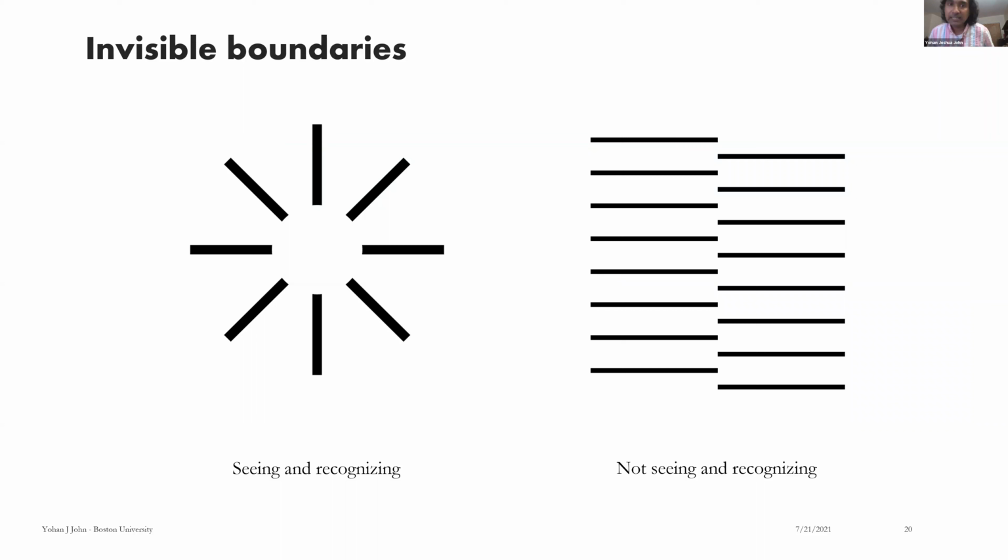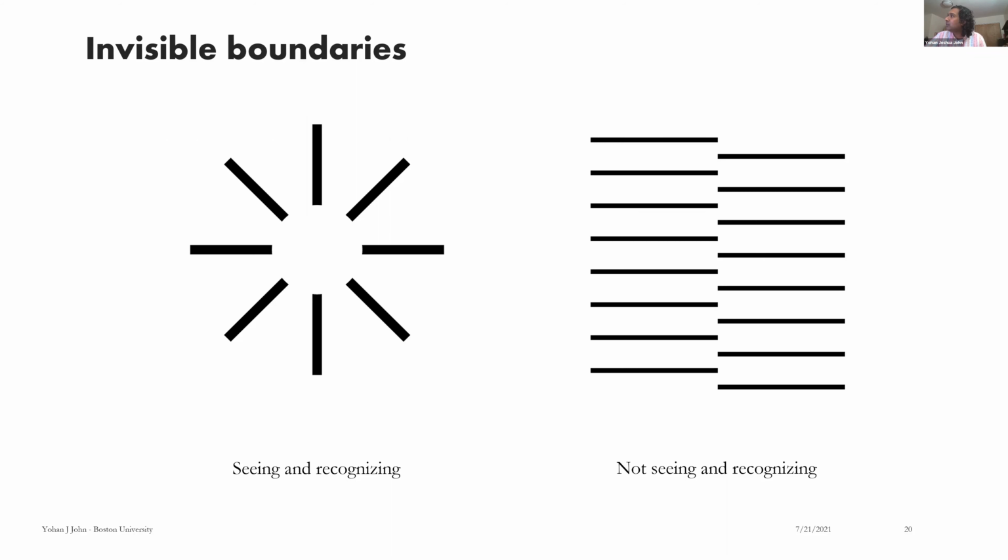So Steve wants us to think about invisible boundaries. And he sets up an opposition between seeing and recognizing. So on the left is the Ehrenstein, a simple version of that. And if you do see the floating or the slight brightness, whatever you want to call it, there's something there. There's some quality to it that you do see, or it seems like seeing to me. It doesn't just seem like a guess, if you like, or a hunch.